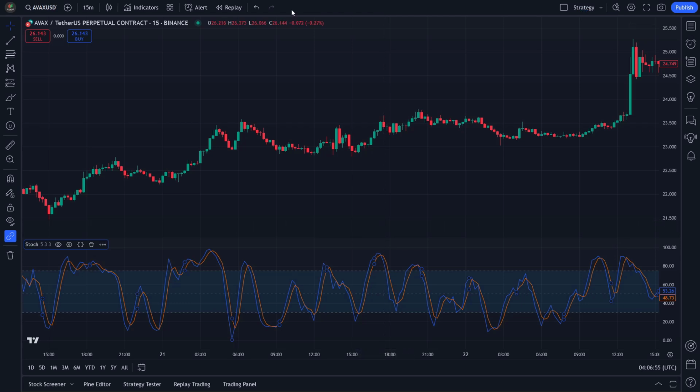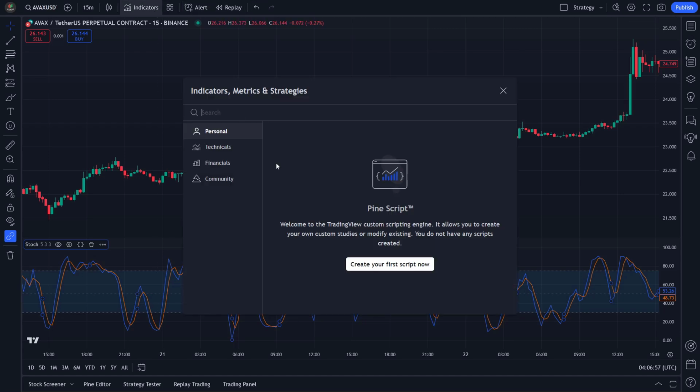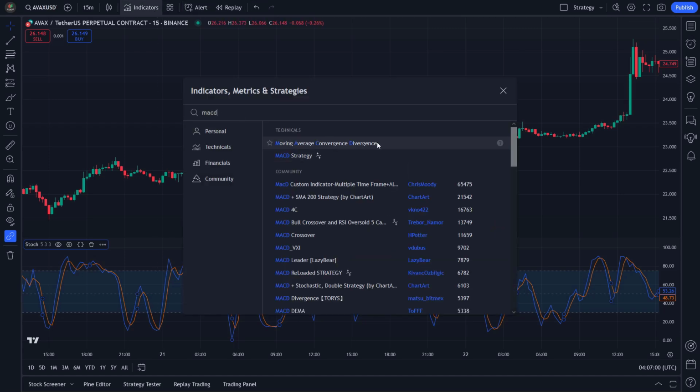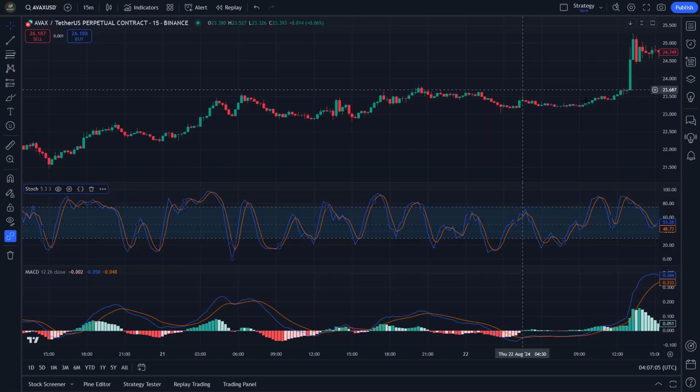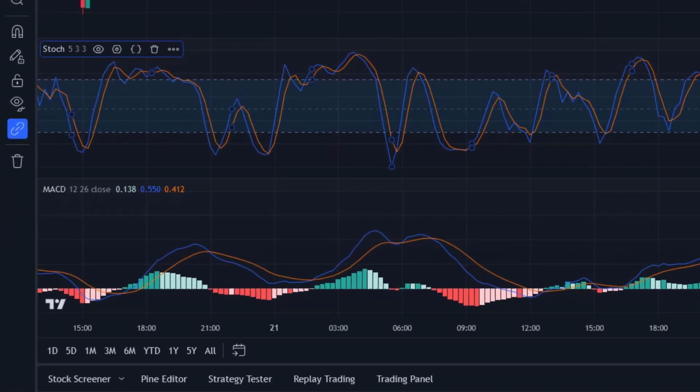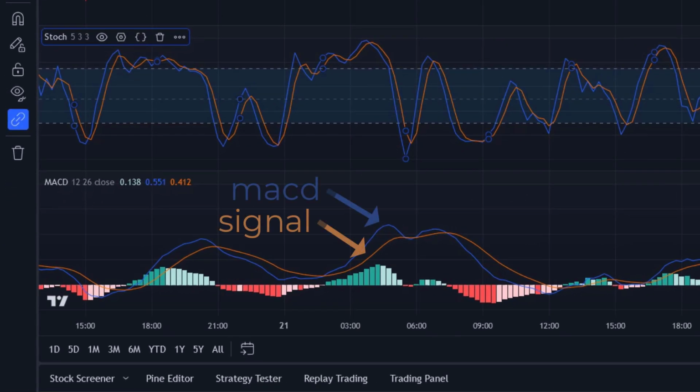The second indicator in our strategy is the MACD, or Moving Average Convergence Divergence. This popular tool is a trend-following momentum indicator that shows the relationship between two moving averages of an asset's price. We'll use the default settings for the MACD, as they work well for our strategy. When the MACD line crosses above the signal line, it signals bullish momentum, which we'll use as a filter to confirm long trades. In this setup, a long position is only valid if the MACD line is above the signal line, reinforcing our confidence in an upward trend.